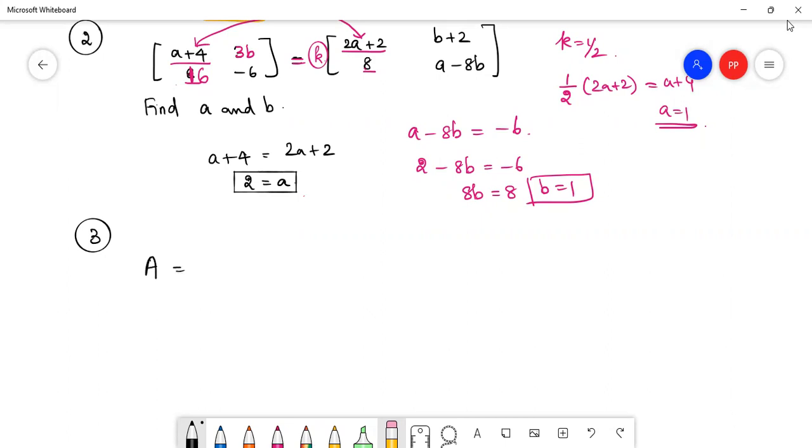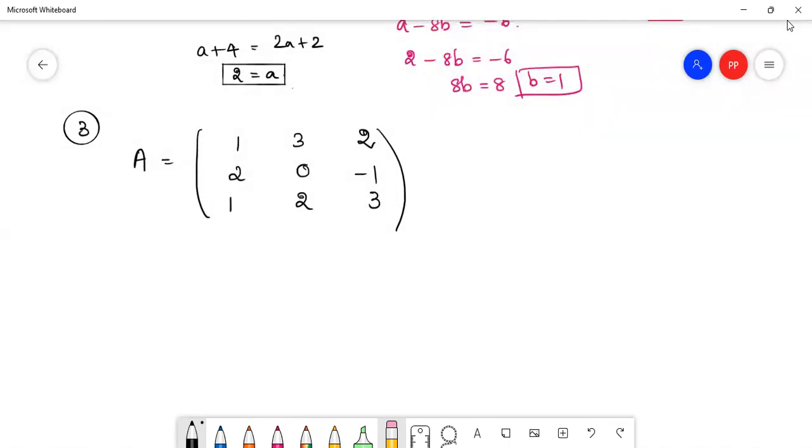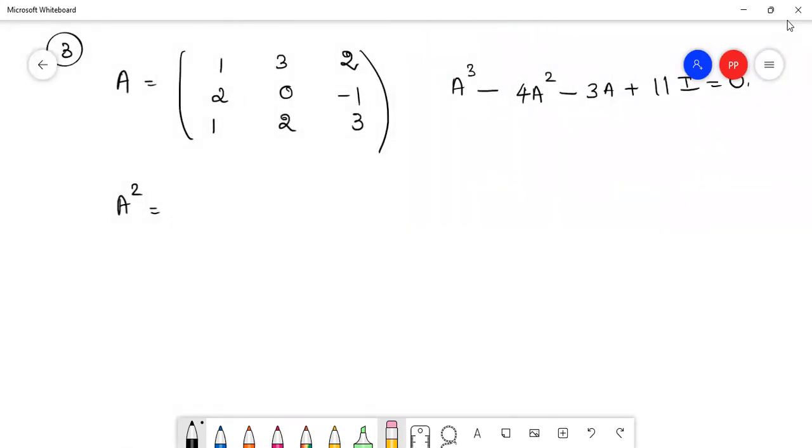Let's see if you have forgotten multiplication. So these are questions. The actual question would be, show that a cube minus 4a square minus 3a plus 11i is equal to 0. I'm not going to ask you to prove this. This you can do in the worksheet which I'm going to give you. Just give me the value for a square. Just find out a square for me.